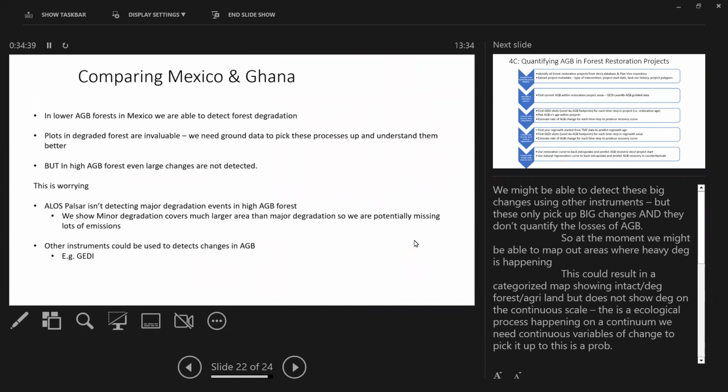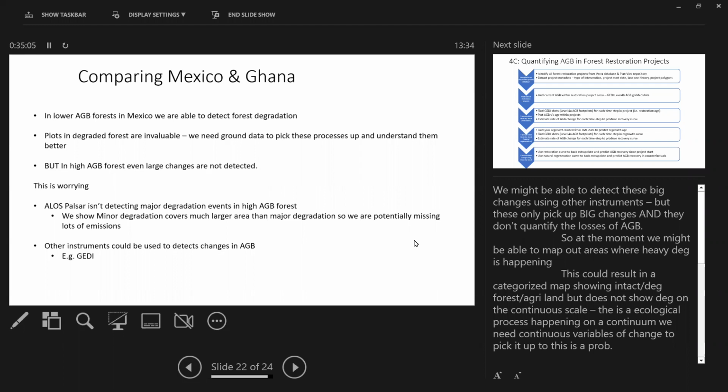I would also point out that these areas where these big changes are being picked up were also not being picked up by optical data because they were so green. So if you looked at these greenest indices, they still looked like forests, even though from the photos you can see quite clearly that that is not what they are. So when we just compare these two studies, you can obviously see that in these lower biomass forests in Mexico, we were able to pick up quite a nice relationship and use this as a technique.